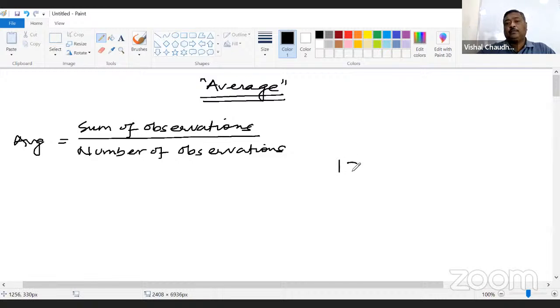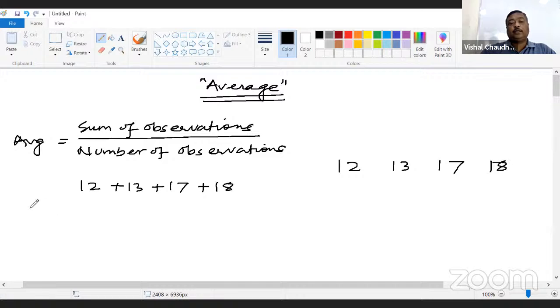suppose I have numbers 12, 13, 17, 18. I have 4 numbers. How do we find out the average? It is 12 plus 13 plus 17 plus 18. So 12 plus 3 is 15, 15 plus 7 is 22, 22 plus 8 is 30, 30 plus 10 is 40, 50 and 60. So we have 60 by 4 and the average is what? 15.